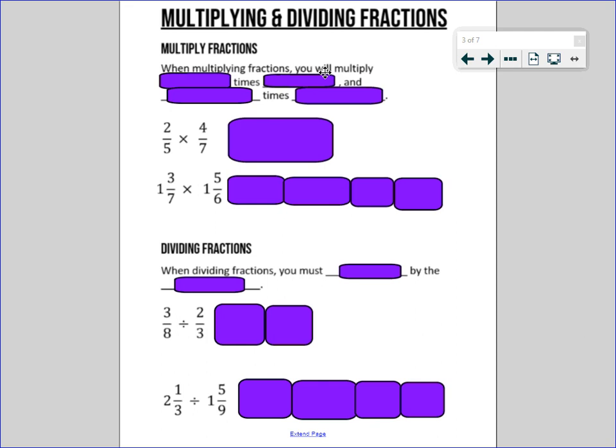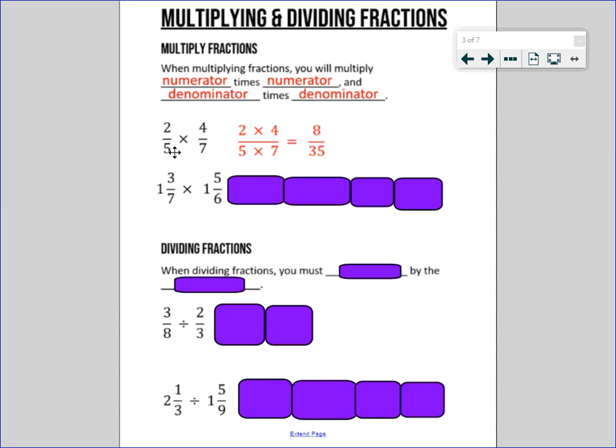Remember, when multiplying fractions, you will multiply the numerator times the numerator and the denominator times the denominator. So for our first example, it's going to be 2 times 4, which is 8, and 5 times 7, which is 35. So you're always multiplying across when you multiply fractions.